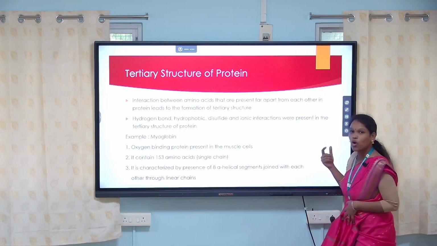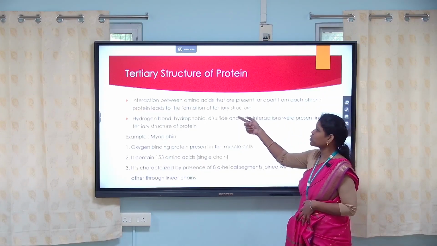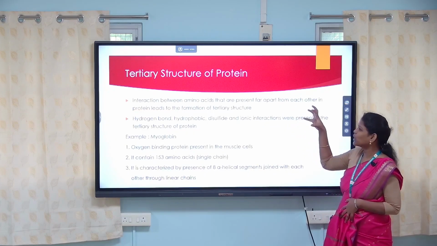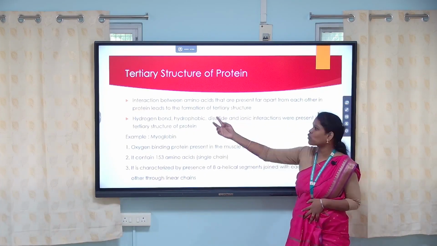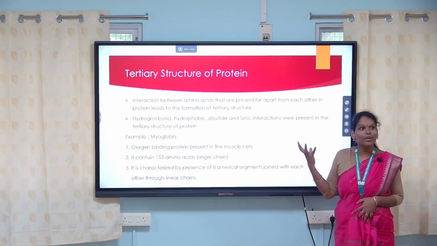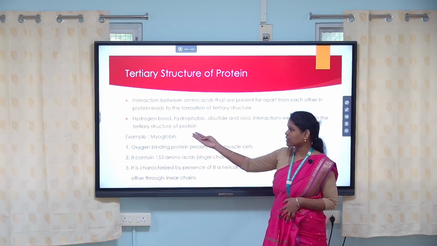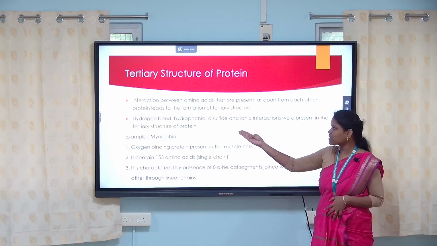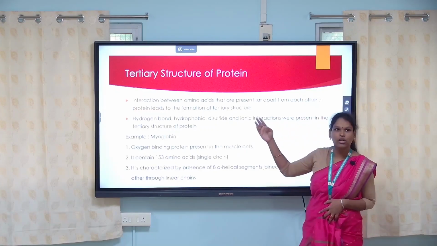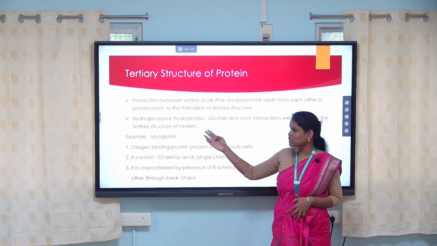Along with that, some more important points will be noted for the tertiary structure of protein. It also involves interaction between amino acids that are present far apart, and these amino acids interact with each other, leading to the formation of the tertiary structure of protein. We can see where that interaction happens and how it is connected. So here I am highlighting how the protein is connected to form a polypeptide chain. The hydrogen bond, hydrophobic bond, disulfide and ionic bond interactions happen in the tertiary structure of protein. And one good example of tertiary structure is myoglobin.